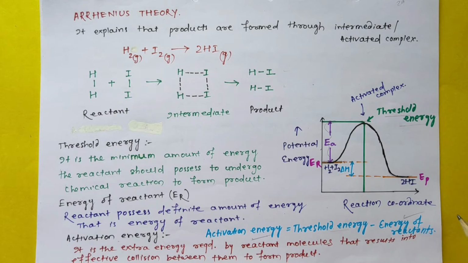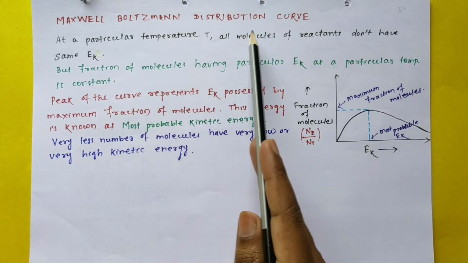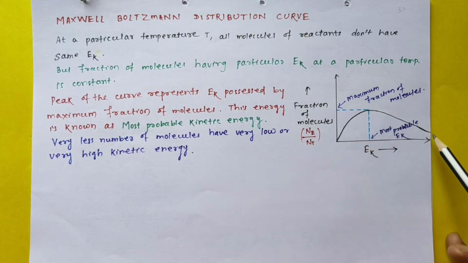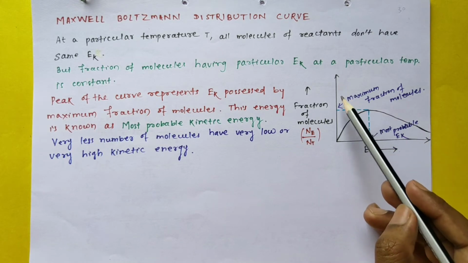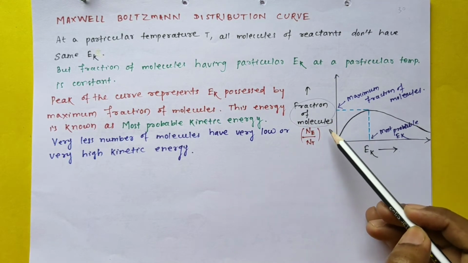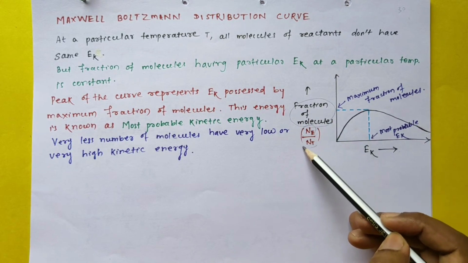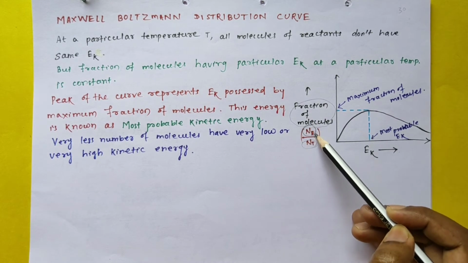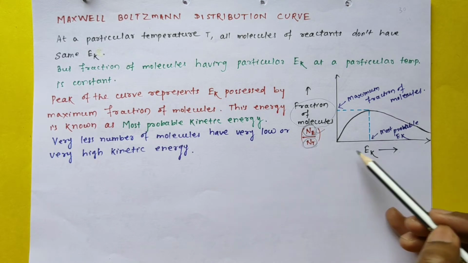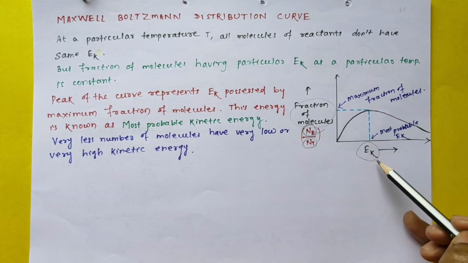Okay. Now we will discuss Maxwell-Boltzmann distribution curve. So this is the Maxwell-Boltzmann distribution curve, and what information does it provide to us? So let's discuss. Here the curve is plotted between which two parameters? Fraction of molecules, that is Ne by Nt, number of molecules having energy E, and total number of molecules, with kinetic energy.